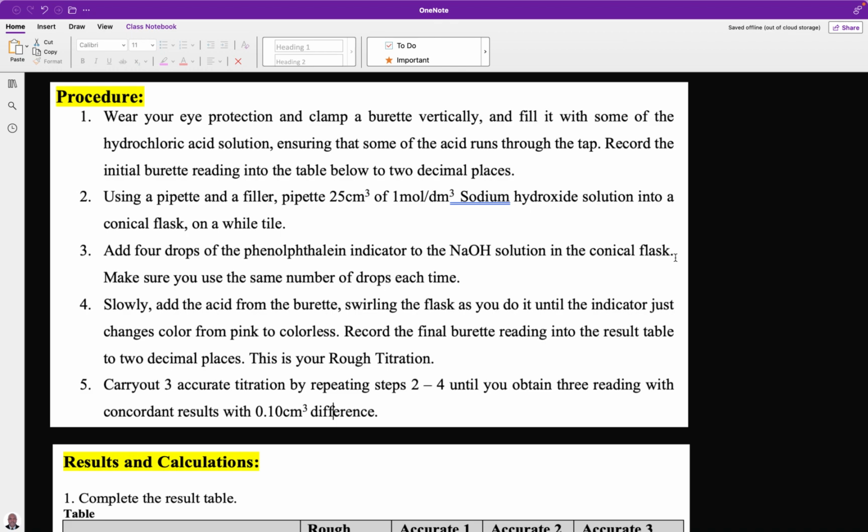Step number 5. Carry out 3 accurate titrations by repeating step 2 to step 4 until you obtain 3 readings with concordant results, with 0.1 cm cube difference. Results and calculations.